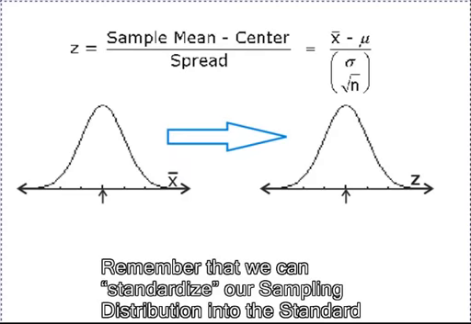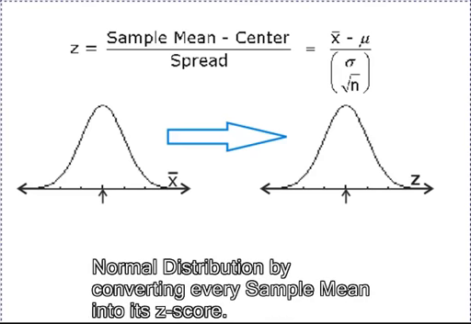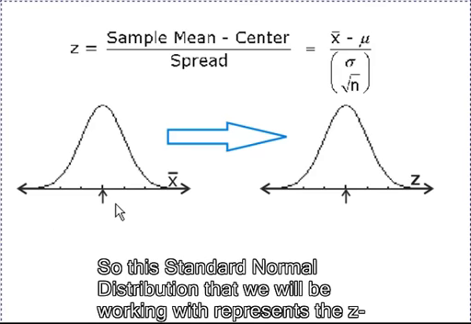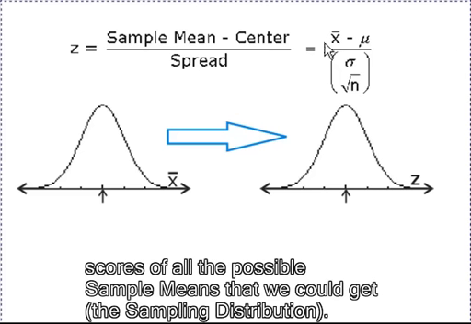Remember that we can standardize our sampling distribution into the standard normal distribution by converting every sample mean into its z-score. So, this standard normal distribution that we will be working with represents the z-scores of all the possible sample means that we could get, the sampling distribution.